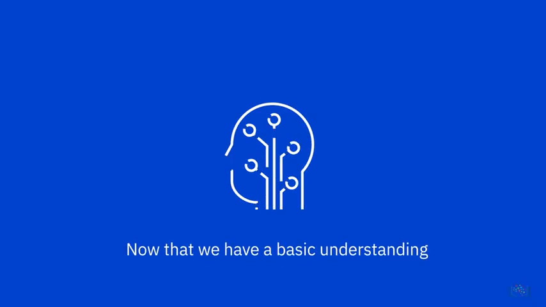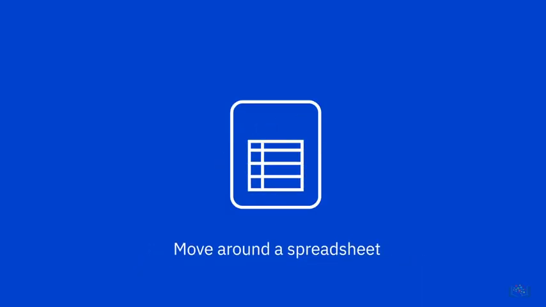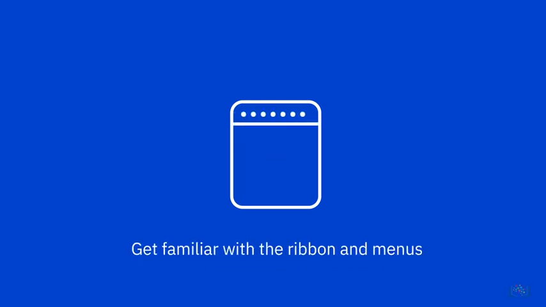Now that we have a basic understanding of the main elements that make up a worksheet, let's see how to move around a spreadsheet, get familiar with the ribbon and menus, and learn how to select data in a worksheet.